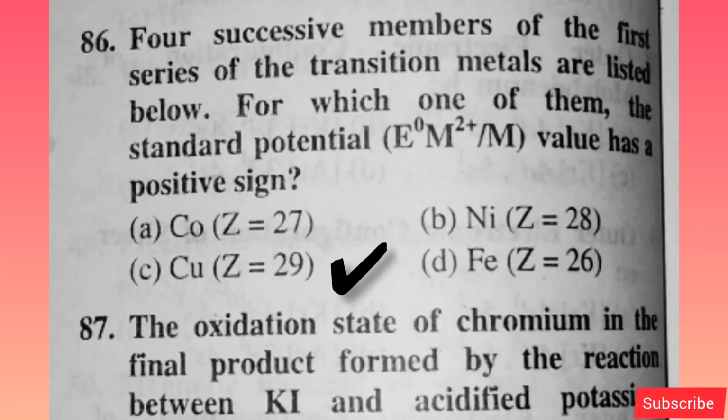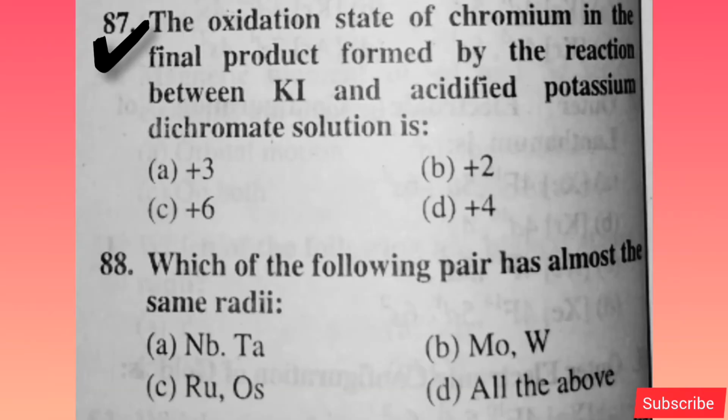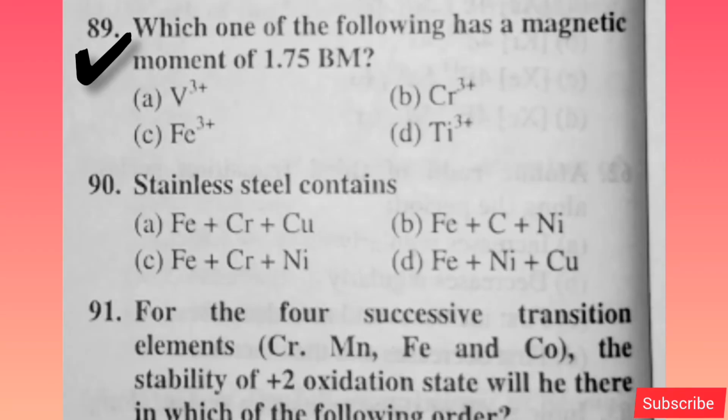Option C is correct. The oxidation state of chromium in the final product formed by the reaction between KI and acidified potassium dichromate solution is. Option A is correct. Which of the following pair has almost the same radius? All of the above. Option D is correct. Which one of the following has a magnetic moment of 1.75 BM? Option D is correct. Stainless steel contains. Option C is correct.